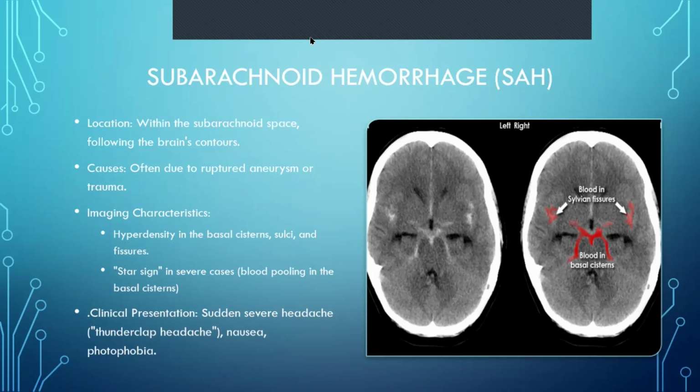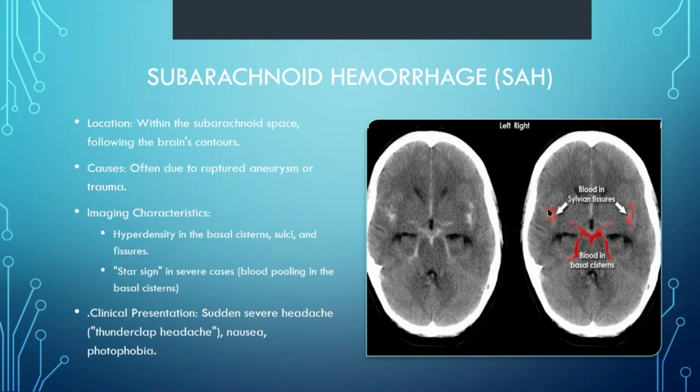So I just wanted to show everybody a subarachnoid hemorrhage. Subarachnoid hemorrhages occur within the subarachnoid space, and they tend to follow the brain contours, all right? There are two primary reasons. One is a ruptured aneurysm, and the other one is trauma.